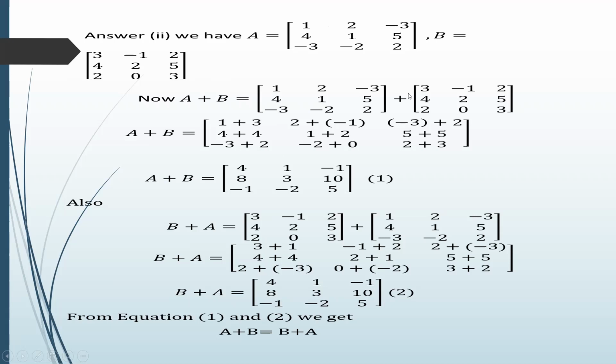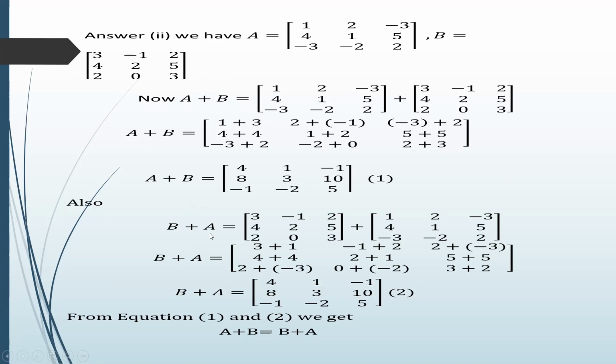So we have A is this and B is this. Now we add corresponding elements, then we get 1 plus 3, 2 plus minus 1, minus 3 plus 2, 4 plus 4, 1 plus 2, 5 plus 5, minus 3 plus 2, minus 2 plus 0, 2 plus 3. So then we get A plus B is 4, 1, minus 1, 8, 3, 10, minus 1, minus 2, and 5. We call this the first equation.